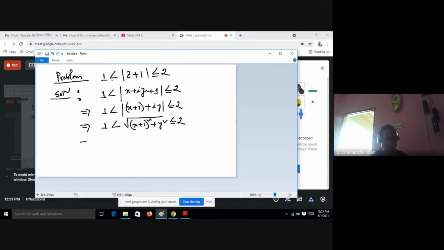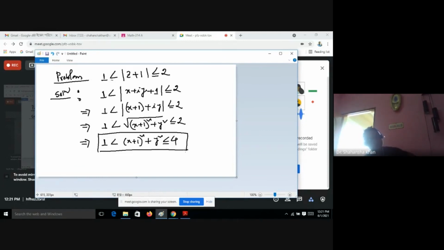If we square both sides, then 1 less than or equal to x plus 1 whole square plus y square, less than or equal to 4. This complex number represents these types of equations. Am I right, friends?